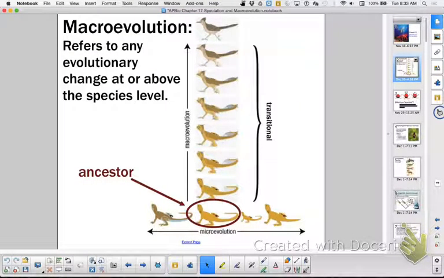Microevolution and... All right. Did you do it? Did they do a good job?